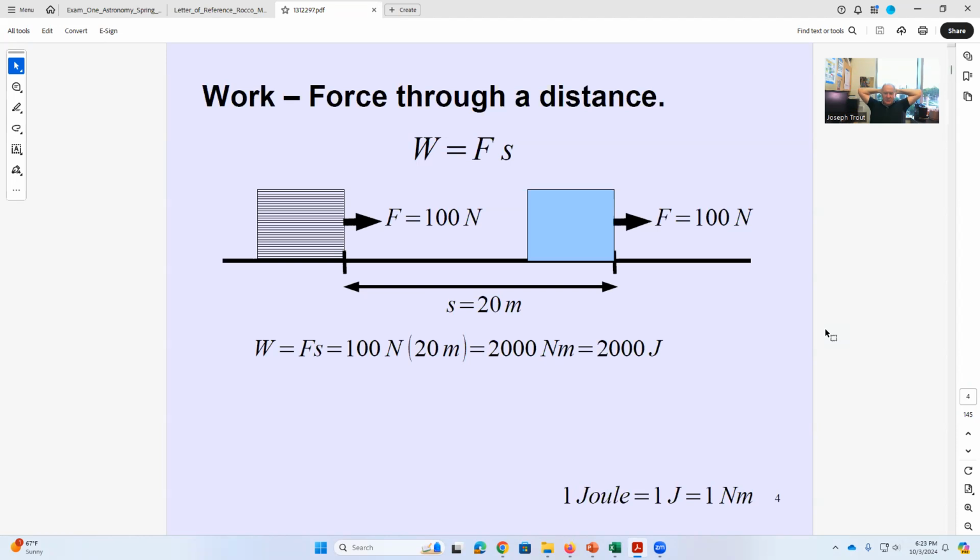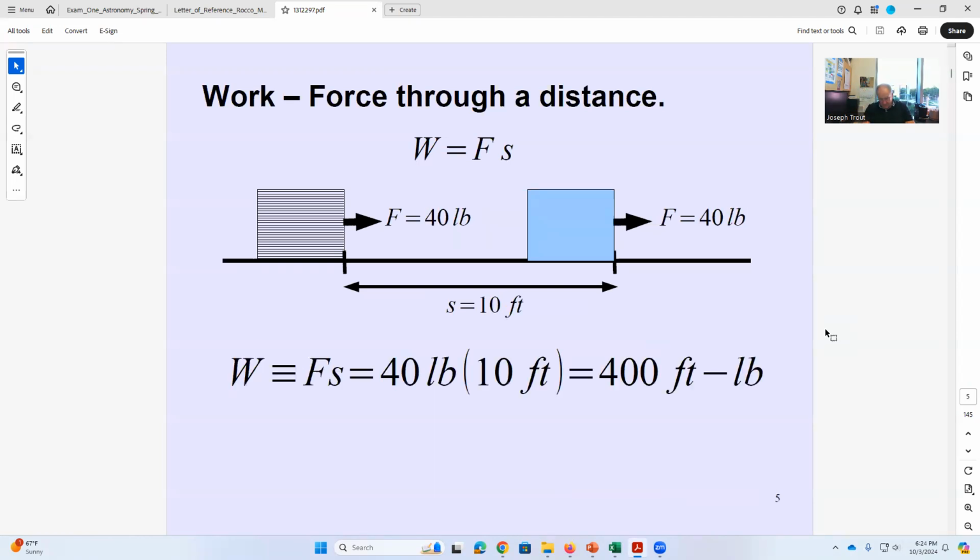We use the unit Newton meters a lot for work and energy. So we defined a unit called a joule, and 1 joule is equal to 1 Newton meter. So in this case, the work that was done was 2,000 joules. We also use foot-pounds in the English units. Here we have 40 pounds of force applied to the box, and it's dragged 10 feet. In this case, we have 40 pounds times 10 feet, or 400 foot-pounds.